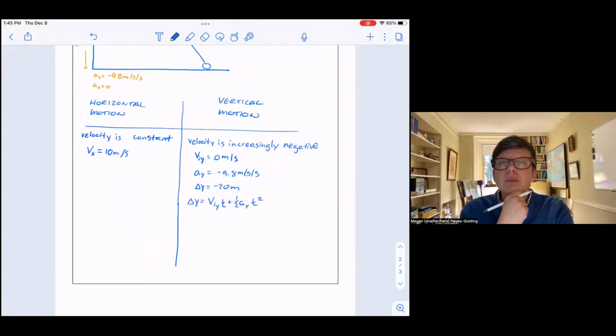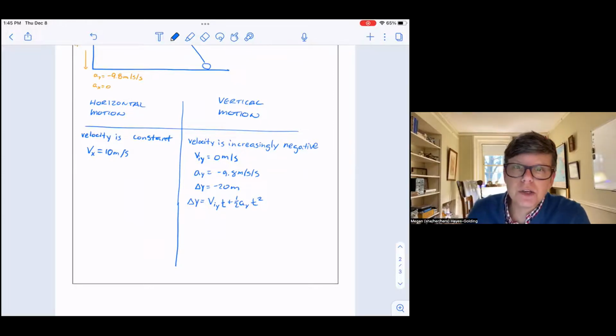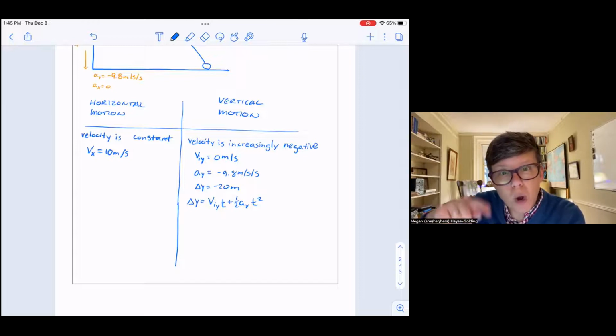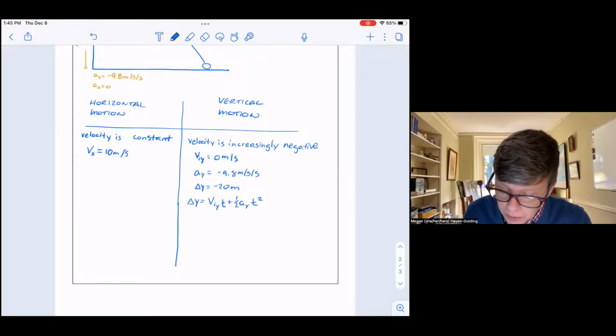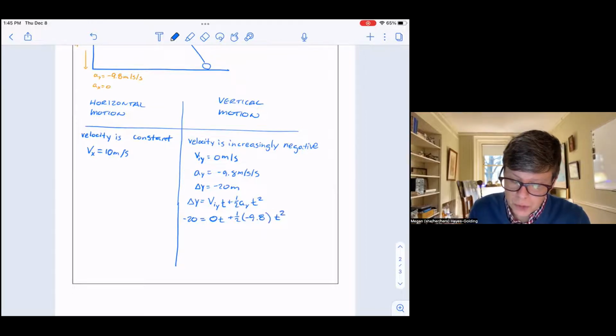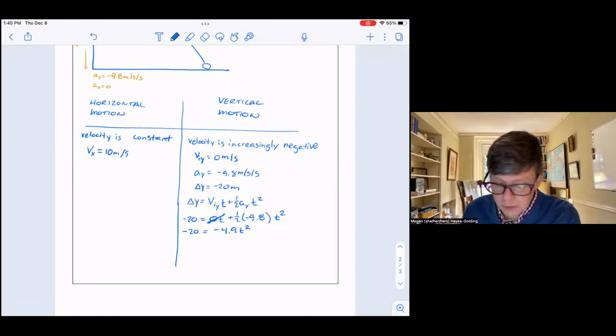I've taken the free fall problem and written the equation here in terms of the y direction. You'll notice acceleration in the y direction, initial velocity in the y direction. Time doesn't have a direction, so no subscripts there. What do we know here? Well, negative 20, 0, negative 9.8. Well, this term goes away, and this is solvable.